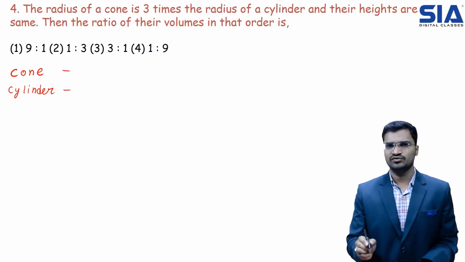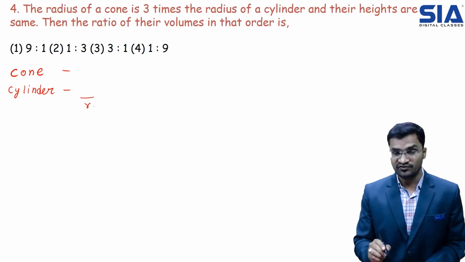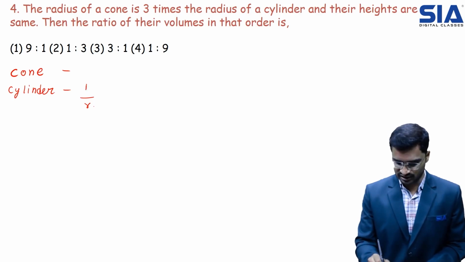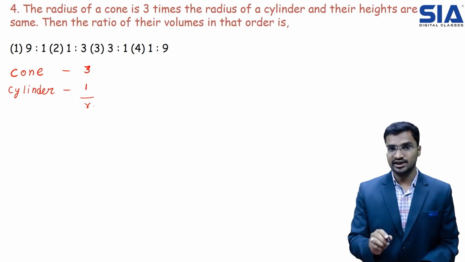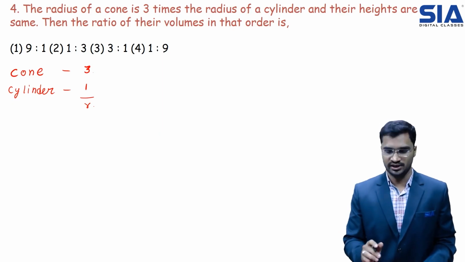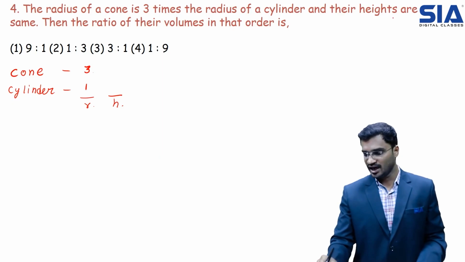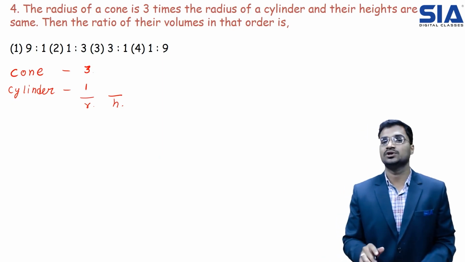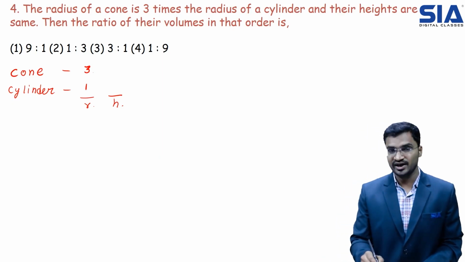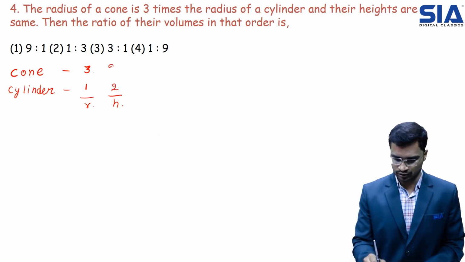So the radius of the cone is 3 times the radius of the cylinder. Now if I assume the radius of the cylinder is 1, then the radius of the cone is 3. As in this first sentence he says the radius of the cone is 3 times the radius of the cylinder. Then what he is saying is that both of their heights are the same. If I take the height of the cylinder as 2, then the height of the cone is also 2.